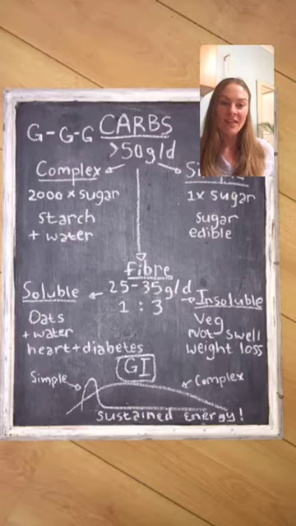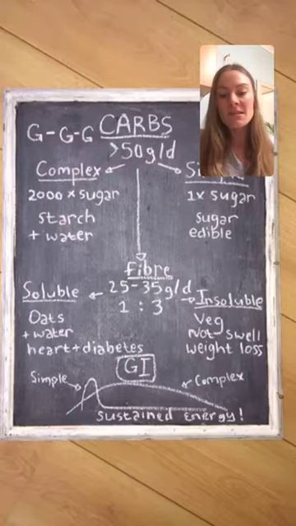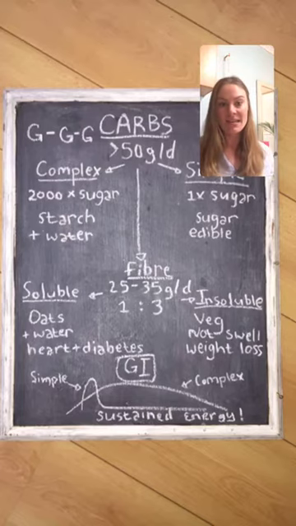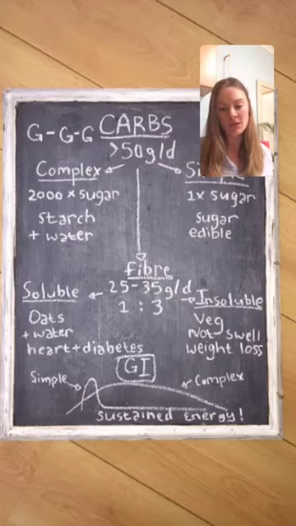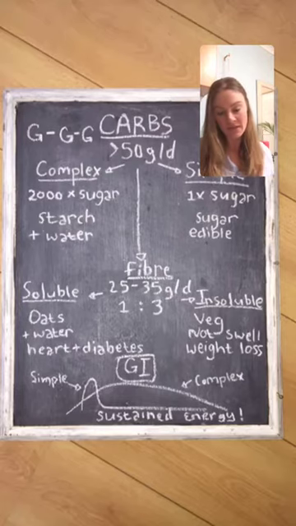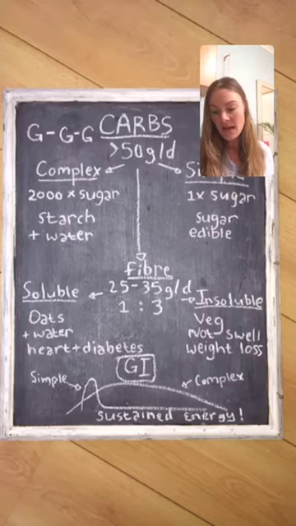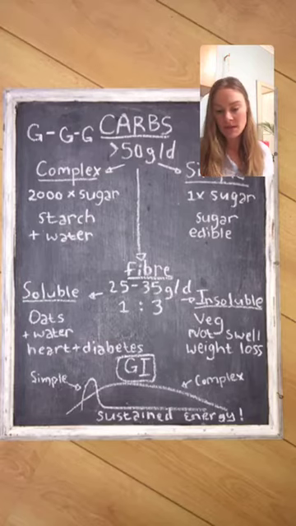so there's my diagram of complex, simple, and fiber. So let's start with simple carbs on the right-hand side. So simple carbs is basically your cane sugar, your honey, fruits, vegetables, and milk. And cane sugar consists of 1 sugar molecule. And that's why we call it simple, because it's one thing. So simple carbs doesn't require cooking, and they are edible right away. That's how you know it's a simple carb.